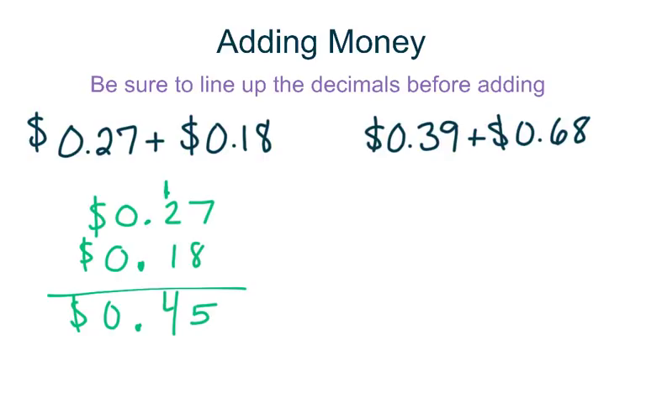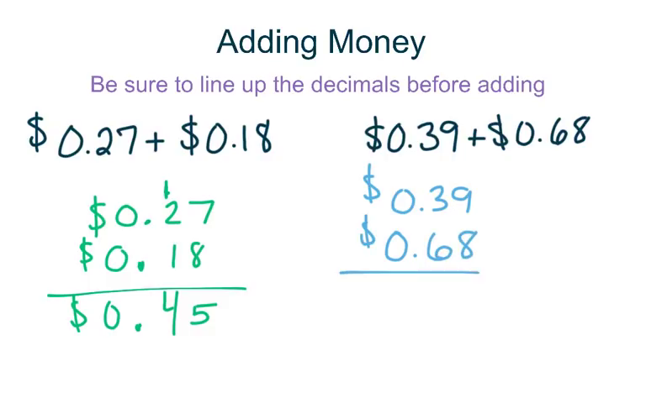Again, when I do the next one, I want to make sure that I line up those decimals. So I have 39 cents, and then I have 68 cents, and when I'm adding, I'm going to bring that decimal all the way down. So this decimal is going to come down to here. And then I'm going to add normally.